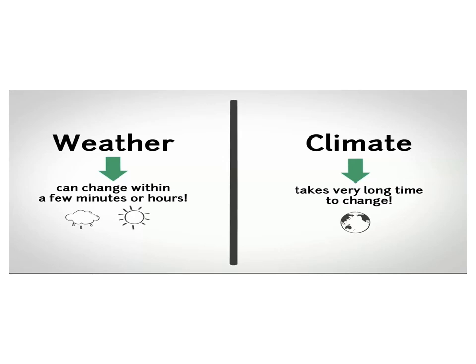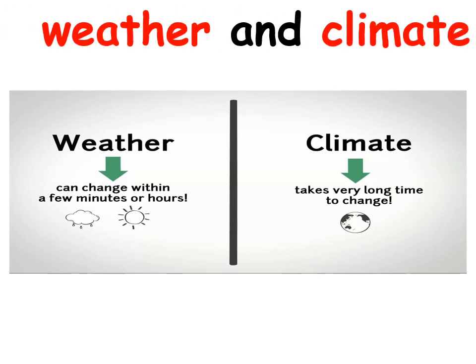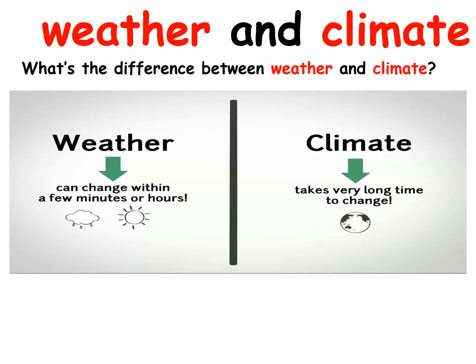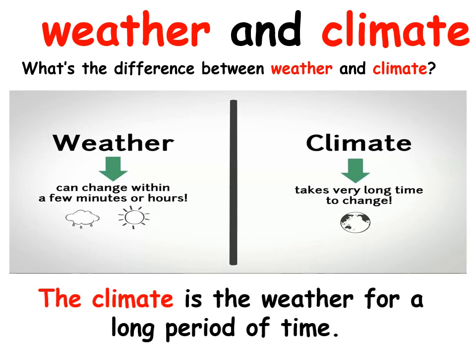Here, the difference between weather and climate. Weather can change within a few minutes or hours. But climate takes a very long time to change. The climate is the weather for a long period of time.